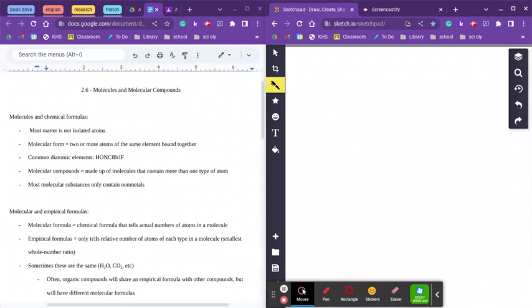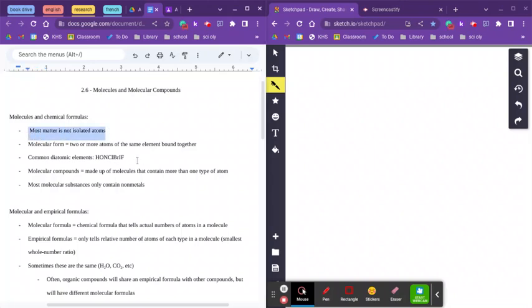First off, molecules, to define them, are just two or more atoms bound together. So when an element is in molecular form, there are two or more atoms of that same element bound together. This is important because most matter is not just isolated atoms.